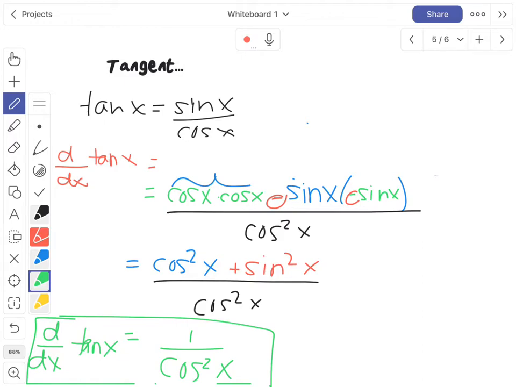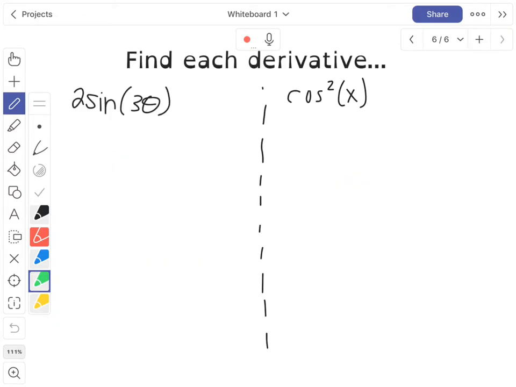So that does mark the end of the content for today. We are just going to work on some examples. I'm just going to do 2 of them. If you don't feel like you need to do the examples, you could stop. But these will be the 2 examples for today. We need to find each derivative.